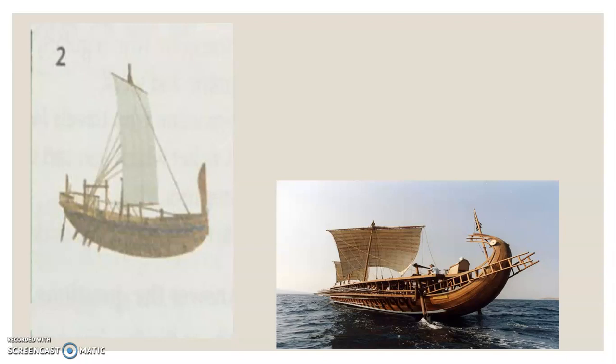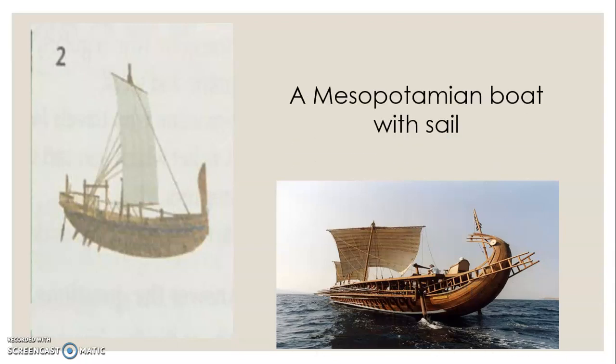Next, this is also a type of ancient boat, what we call a Mesopotamian boat with a sail. You can see here, the white part of this is what we call a sail. It is one of the earliest boats that the Mesopotamians built.